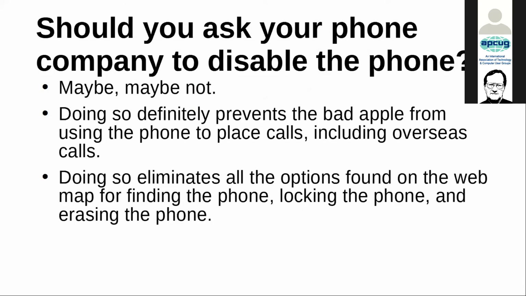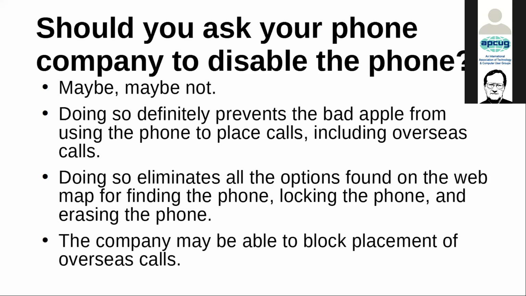But doing so eliminates all the options found on the web map for finding the phone, locking the phone, and erasing the phone. Because aside from GPS, the phone uses the phone network to communicate with the website that allows you to find it. So once you disable the phone, you're no longer able to track it. The company may be able to selectively block placement of overseas calls and other toll calls, but you have to take that up with your phone company.